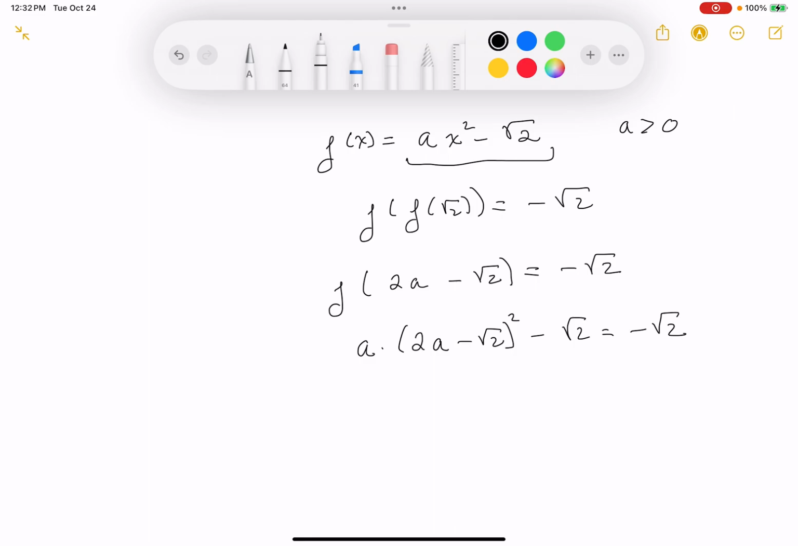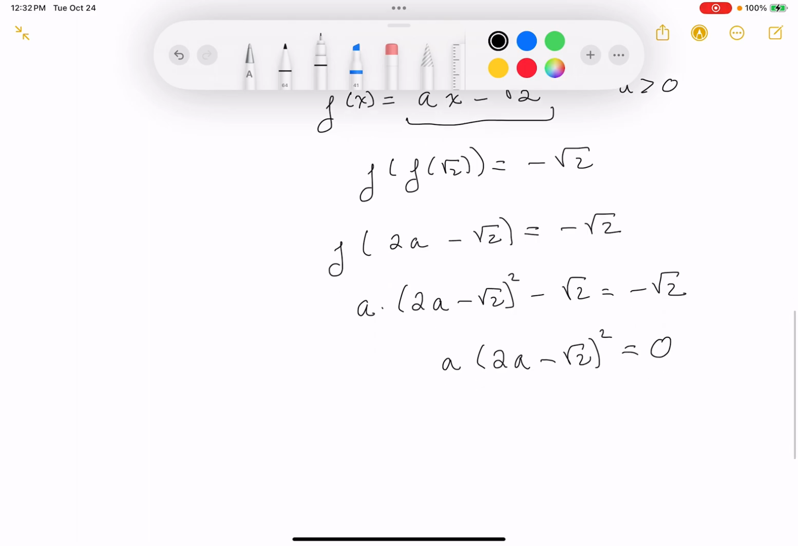Well, I get something pretty interesting over here. I'll tell you what I'm looking at over here. I'm just going to add root 2 to both sides. Then I get a, and then what do I get? I get 2a minus the root of 2 squared is equal to 0. I'm going to use the zero product rule. I want to say a could be 0, or a could be, let's take a look at that, it's going to be root 2 over 2.